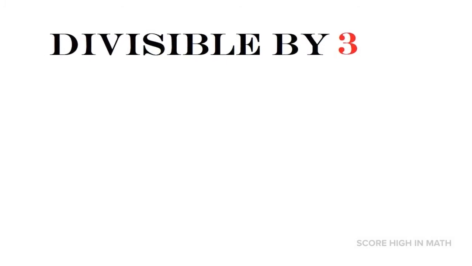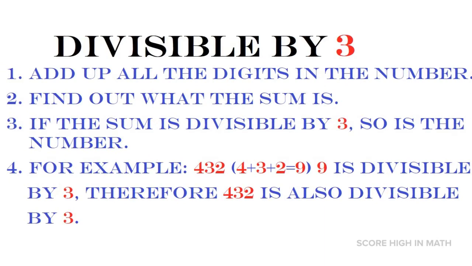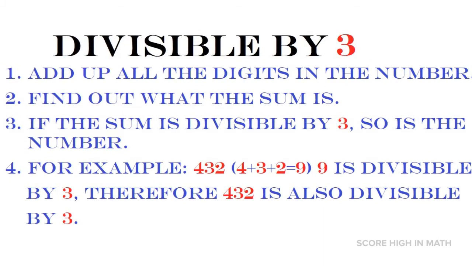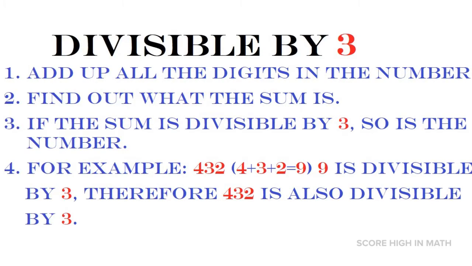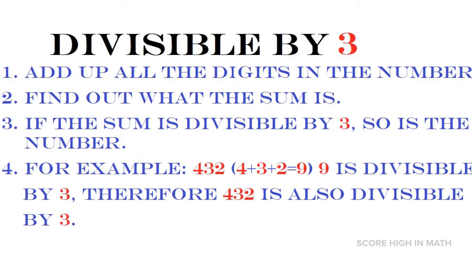Let us move to numbers divisible by 3. There are 3 steps to find out if a number is divisible by 3. Number 1, add up all the digits in the number. Next, find out what the sum is. Then, if the sum is divisible by 3, so is the number.